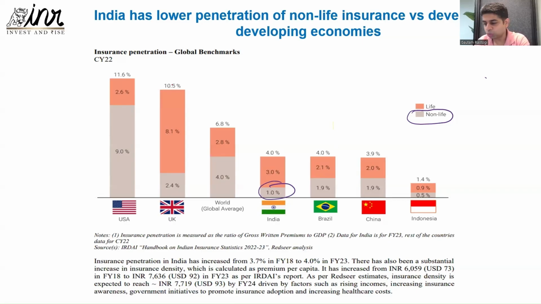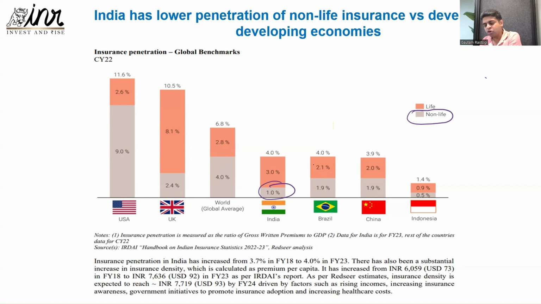Whenever you start with the analysis of any industry, first you have to look at global benchmarks as well. So in this chart, I have the non-life insurance penetration in India, and you also see the penetration of non-life or general insurance in other developed and developing economies. India right now is at 1% of GDP. Brazil and China, it's almost double. Indonesia is a little lower.